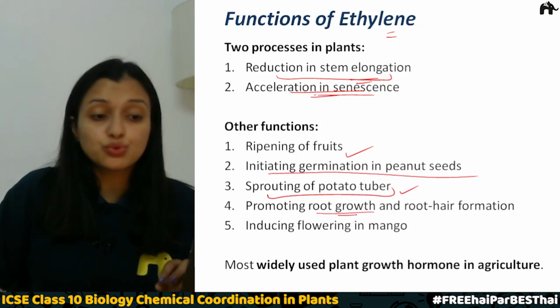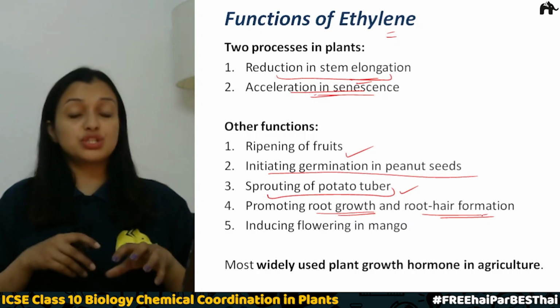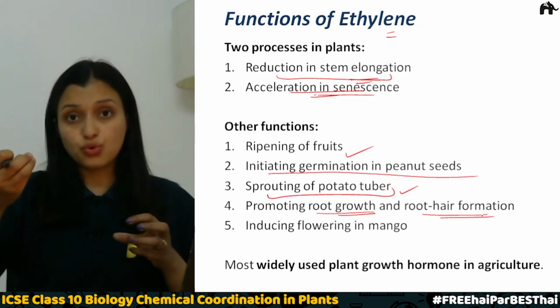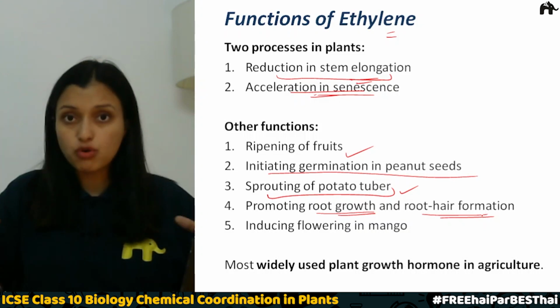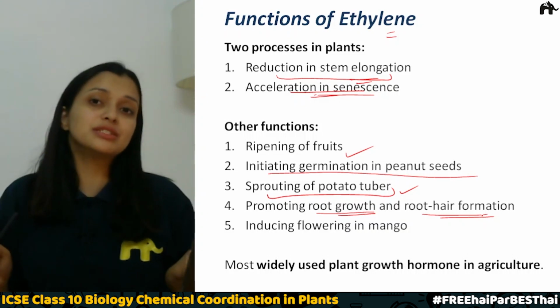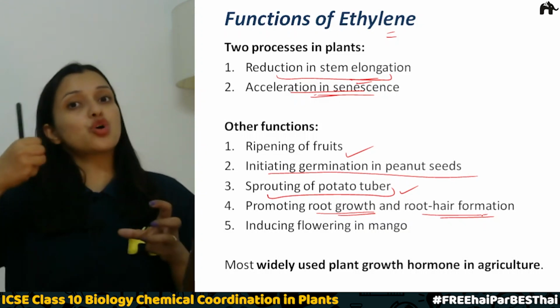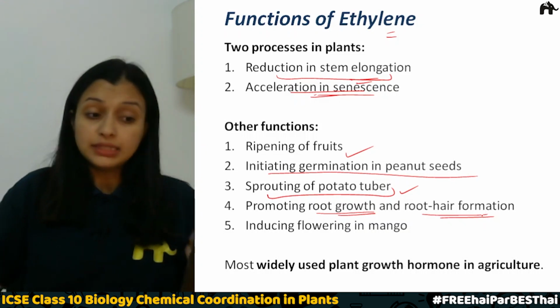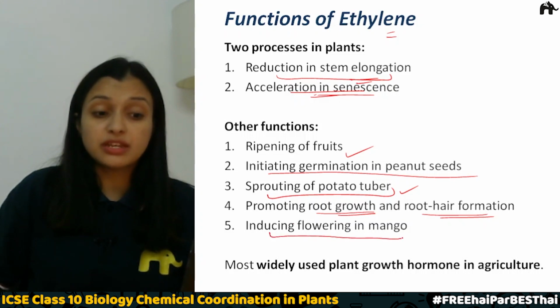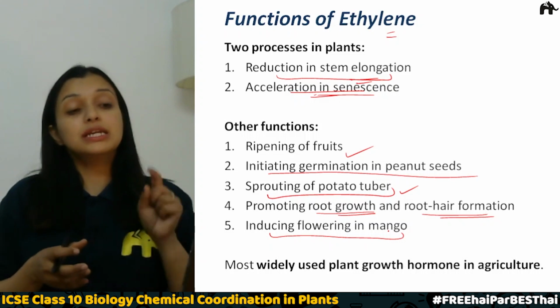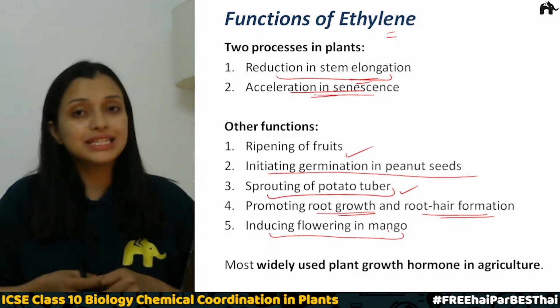Then, promoting root growth and root hair formation. So how the root grows and how the root hairs are formed, because we know how important these root hairs are, because they are the ones which absorb water and minerals from the soil. The last one is inducing flowering in mango. In the case of the mango tree, the flowering is induced by this hormone, ethylene.